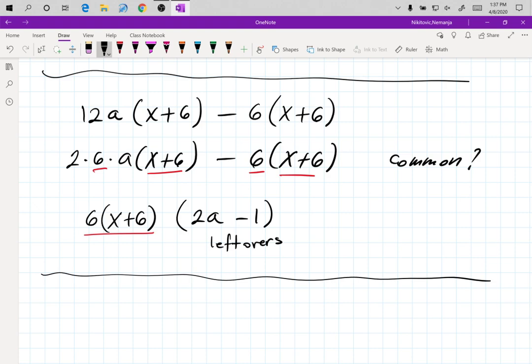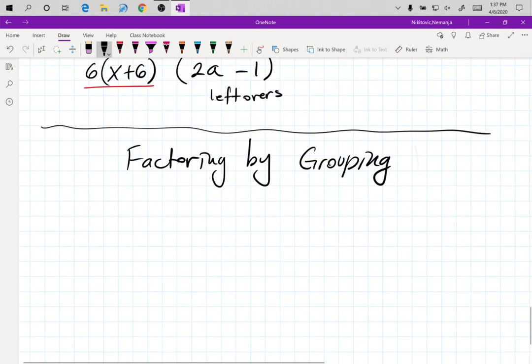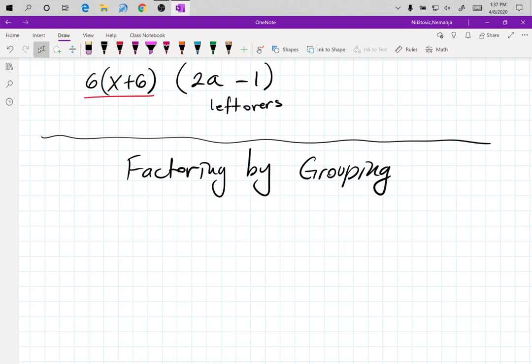So that's the first part, where you look for the common stuff and you kick it out. Now for the second part, we have a little bit more complex. It's called factoring by grouping. Word grouping, you know what that means. You make groups, and then you deal with each group.